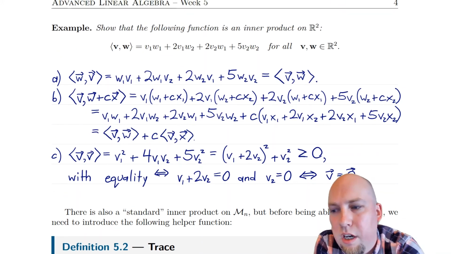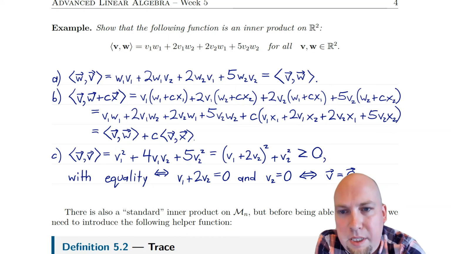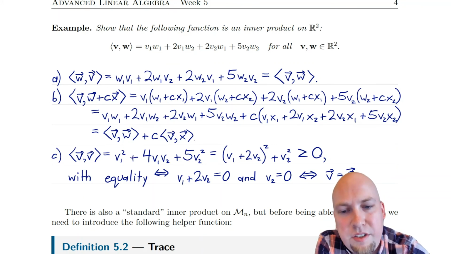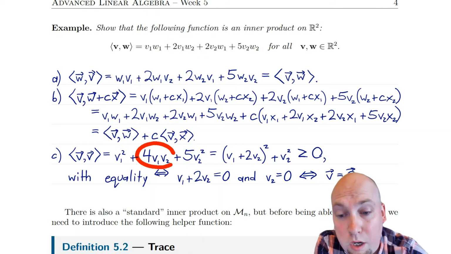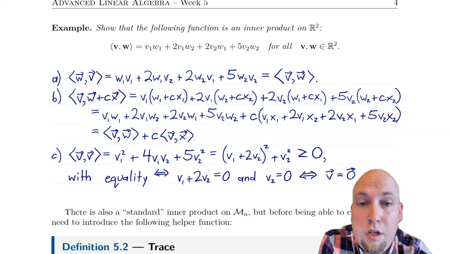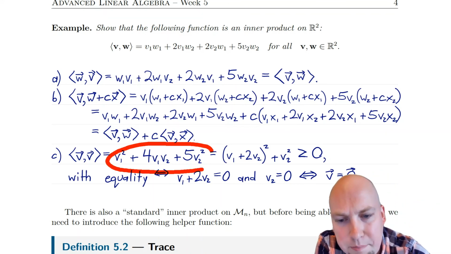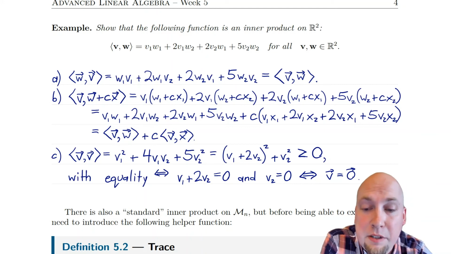Is this function non-negative if I plug the same vector into the two slots? Okay, so what do I get if I plug the same vector into the two slots? Well, here I'm going to get v1 times v1, in other words, v1 squared. Over here I'm going to get 5v2 times v2, in other words, 5v2 squared. And then each of these cross terms is going to give me 2 times v1 times v2. Okay, so I'm going to get 4 times v1 times v2 as my overall cross term from these two terms. Okay, that is not obviously bigger than or equal to 0, but fortunately we can rewrite it in a way that makes it obviously bigger than or equal to 0.